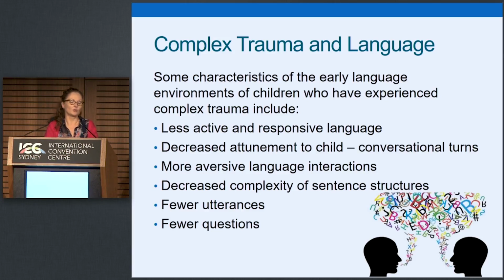So just to kind of review, these are some of the things that the literature is saying that children who have early experiences of mistreatment might have experienced in their language environment. And that is less active and responsive language, which, as we spoke about, affects attachment, not responding to a child. And the decreased attunement, so that is the recognition of what a child is trying to communicate or what a child needs and being able to respond to that. So that affects those conversational turn-taking.